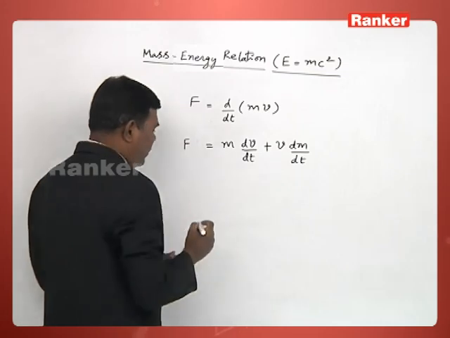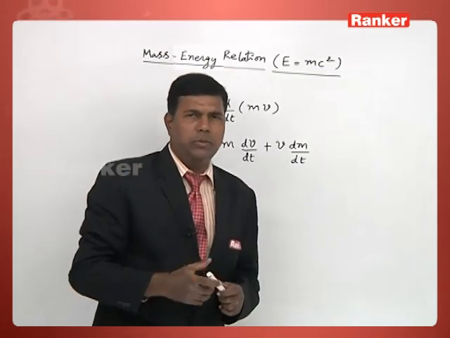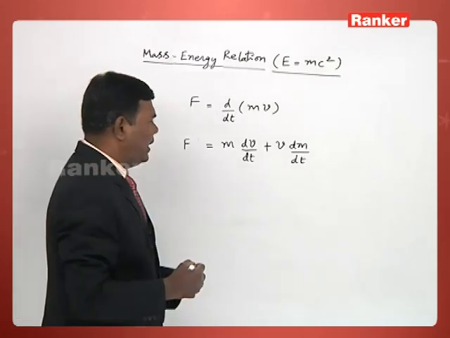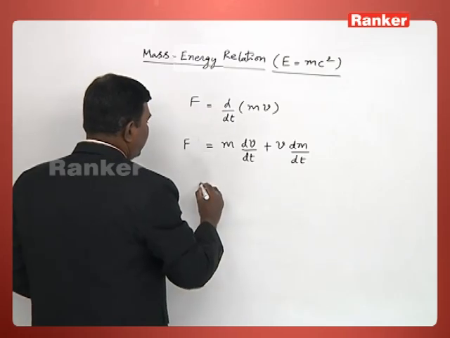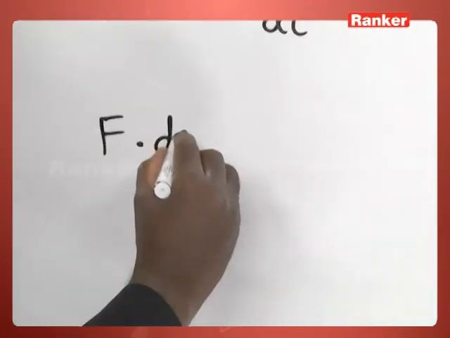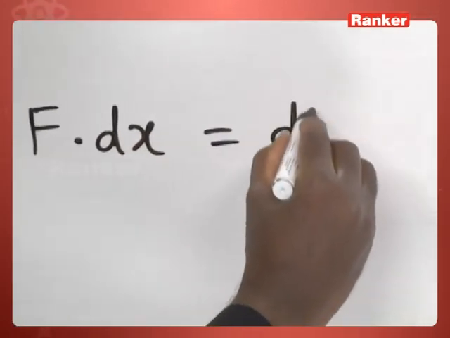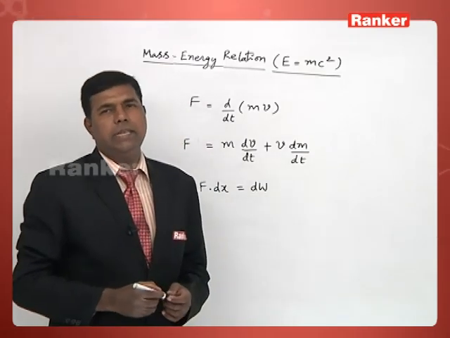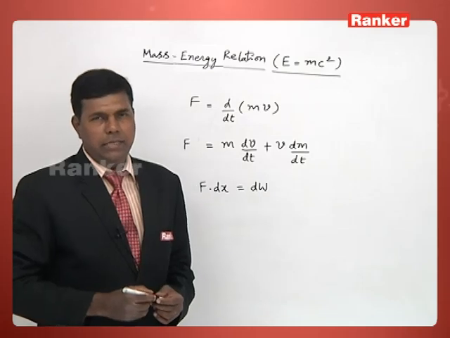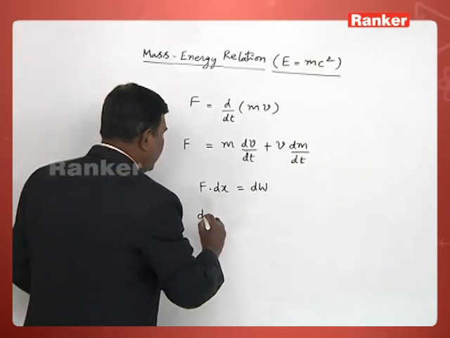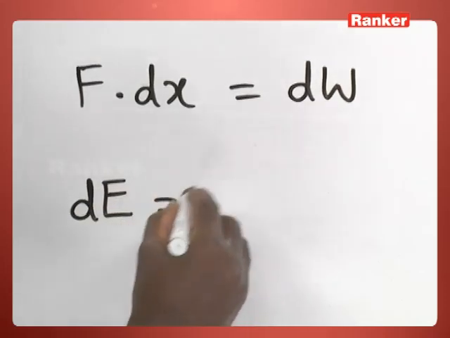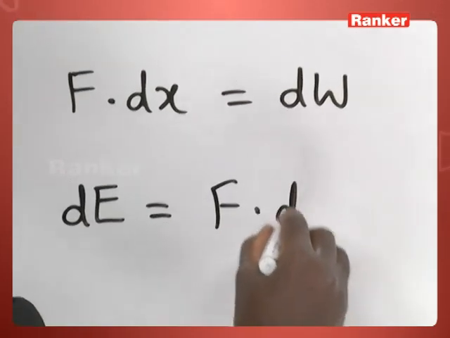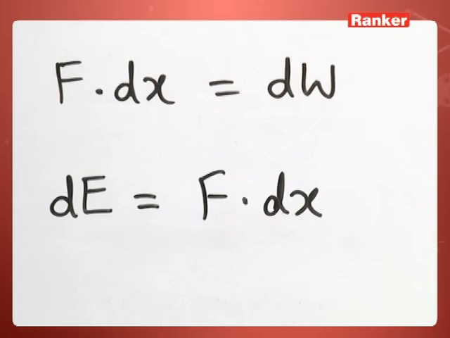Now, when a force is acting on a body, let us say the body undergoes a displacement of dx. During that process, work is done on the body. For example, if dx is the displacement, then f dot dx is equal to the work done dW. When this work is done on the particle, its kinetic energy increases. Let us say the increase in kinetic energy is represented by dE. This dE is equal to dW, the work done, and it is equal to f dot dx, where f is force and dx is the displacement.